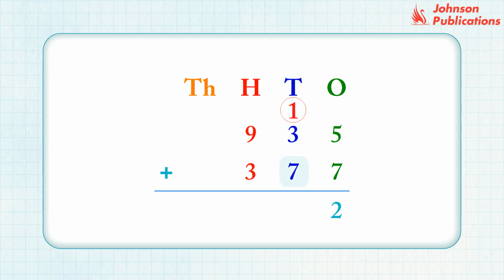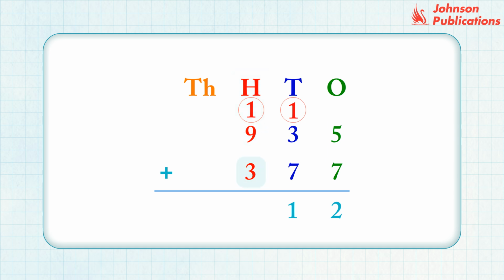3 tens plus 7 tens plus 1 is equal to 11 tens. We can write 11 tens as 100 plus 1 ten. Write 1 in tens place and carry over 100 to the hundreds column. Step 3. Add the hundreds.